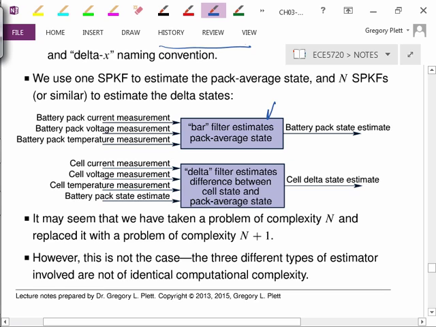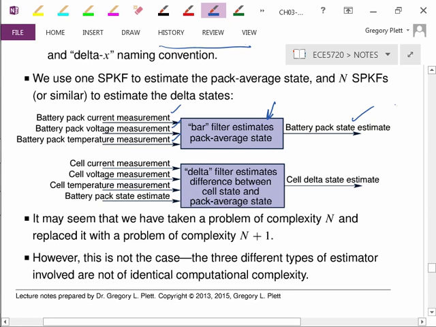So here is the single bar filter, the pack average filter. I put in battery pack current measurement, I put in battery pack voltage measurement, I put in the battery pack temperature measurement, and those are all total composite quantities. There's no cell quantities in that at all. And I get a battery pack average, if you will, state estimate.